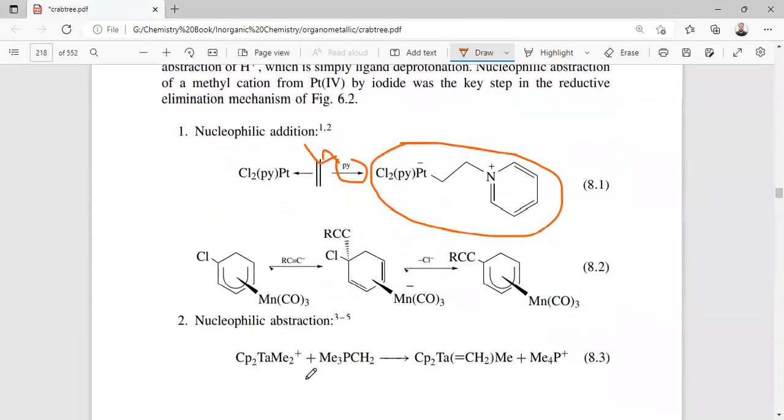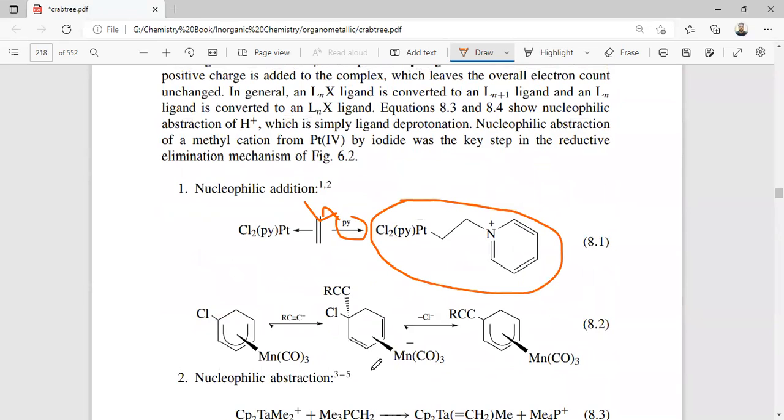So that means the difference between electrophilic and nucleophilic attack is that for nucleophilic attack, the hapticity of the ligand is decreased and negative charge is on the metal center. But for the electrophilic case, the hapticity of the ligand is increased and there is a net positive charge on the metal center. So this is the example of electrophilic and nucleophilic attack.